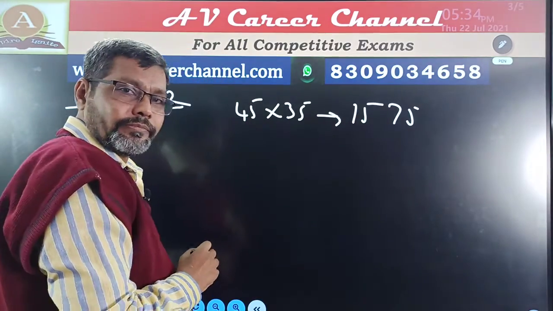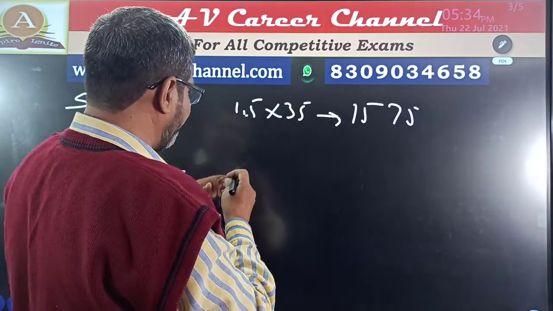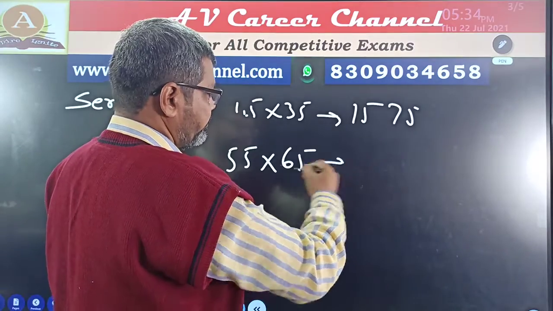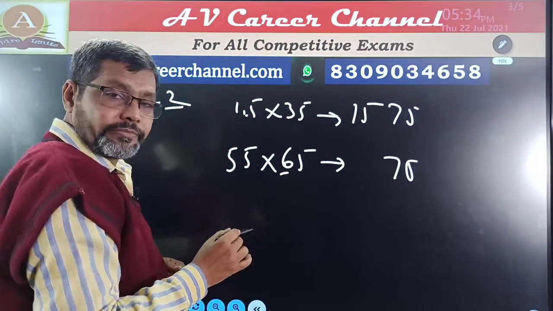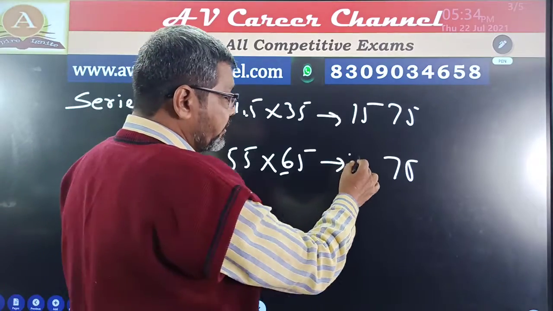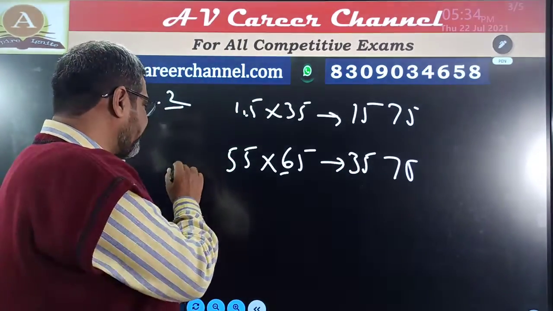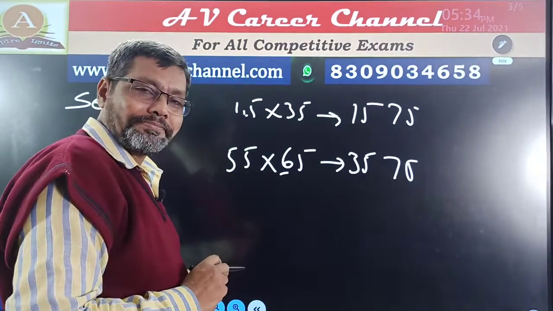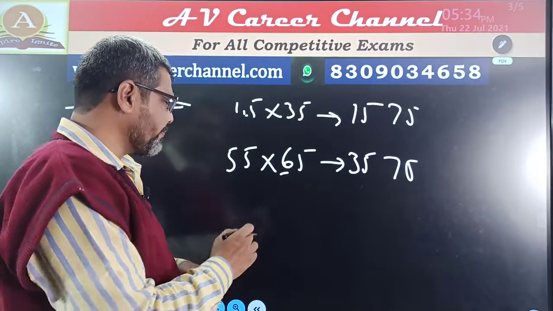If it is, for example, 55 into 65, then 75 is your common, and the highest number is 6. 6 sixes are 36, minus 1, 35. So you are just squaring the highest number and subtracting 1. There is nothing else to it.